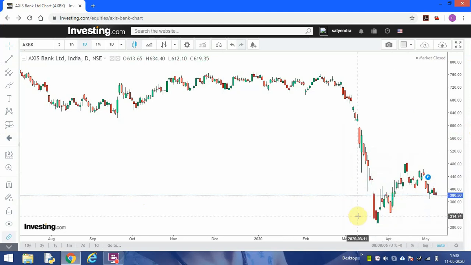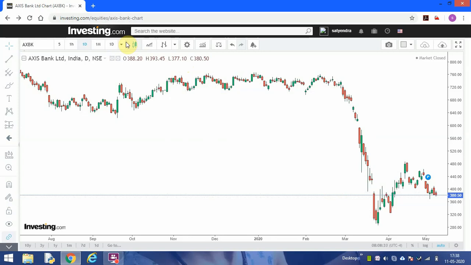Today I am going to tell how to select a stock for intraday trading and swing trading purposes. There are three things you have to watch on the stock.